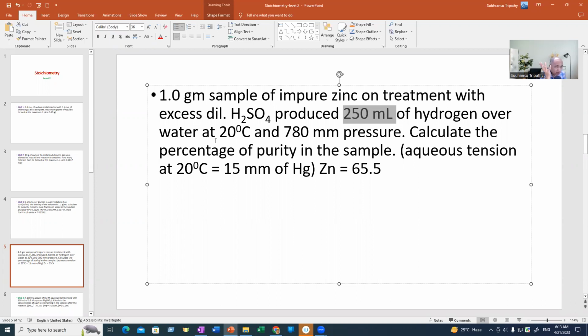This time, 1 gram is not a pure sample. It is an impure sample. We want to find the percentage of purity. And when we treat it with excess sulfuric acid, 250 ml of hydrogen was evolved, but not at STP, but at different temperature and pressure. Calculate the percentage of purity in the sample.